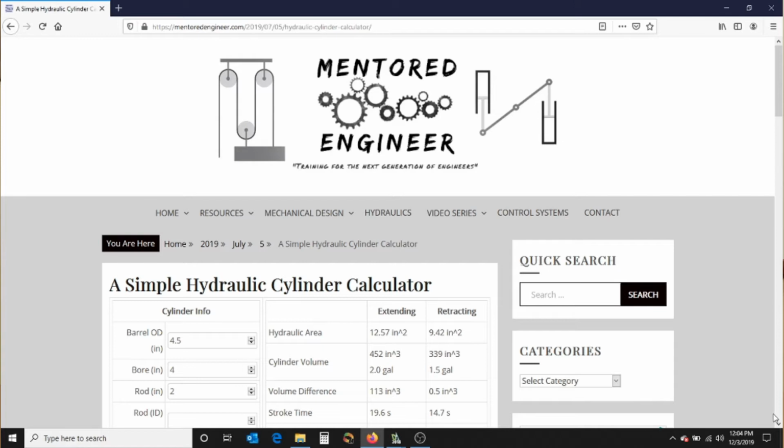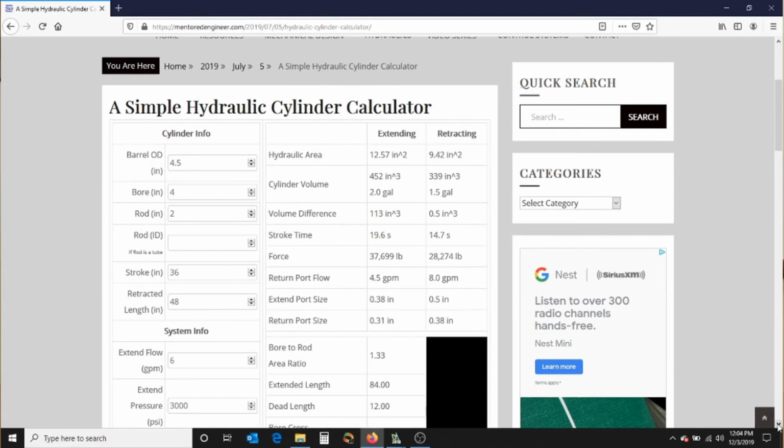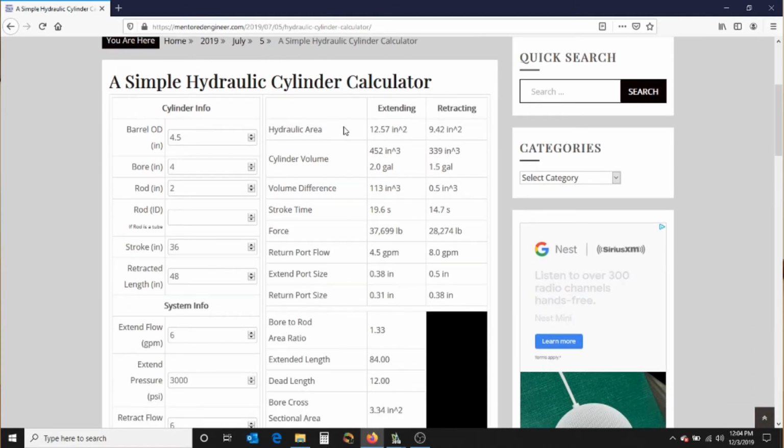Okay, so let's go and look at the results here. We have a hydraulic area of 12.57 square inches extending and 9.42 retracting. We have cylinder volumes here as far as the difference between extending and retracting. How much oil is it going to contain?